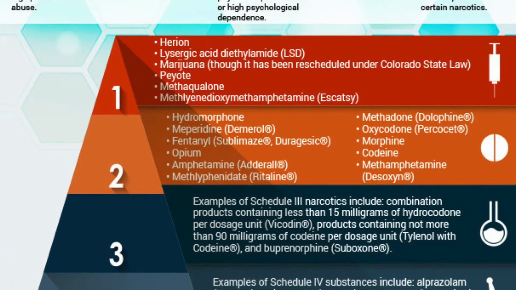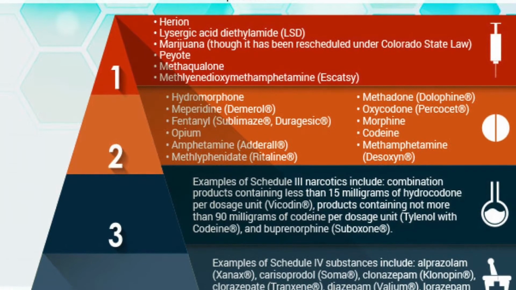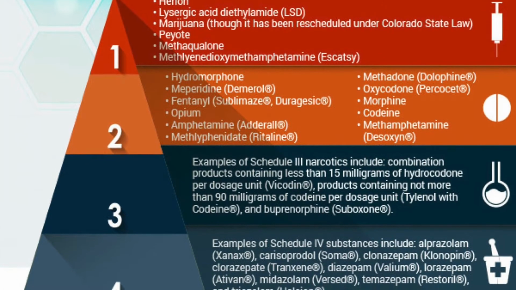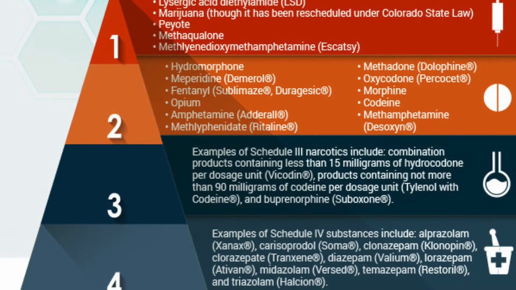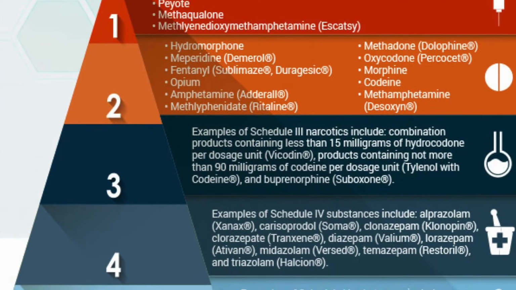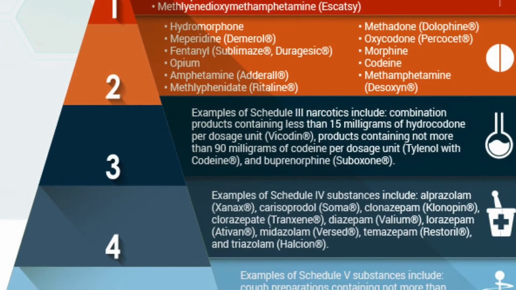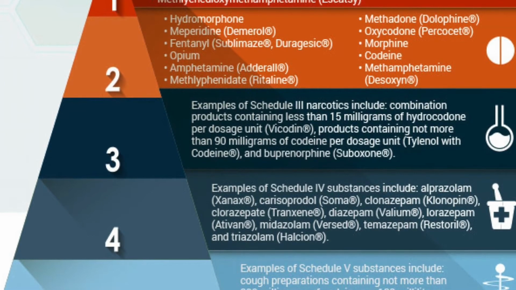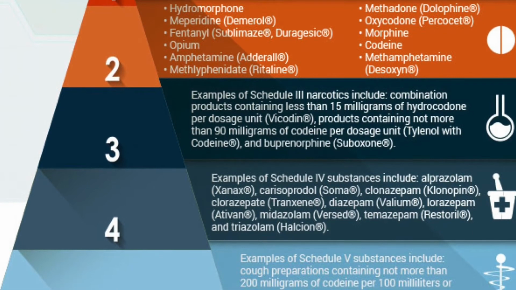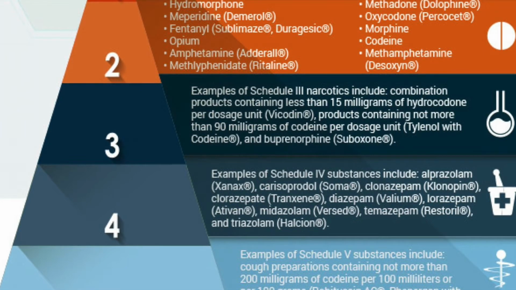dependence. Schedule 3. Substances in the schedule have a potential for abuse less than substances in Schedules 1 or 2, and abuse may lead to moderate or low physical dependence or high psychological dependence. Schedule 4, where penicillin fits. Substances in this schedule have a low potential for abuse relative to substances in Schedule 3. And finally, Schedule 5. Substances in this schedule have a low potential for abuse relative to the substances listed in Schedule 4 and consist primarily of preparations containing limited quantities of certain narcotics.